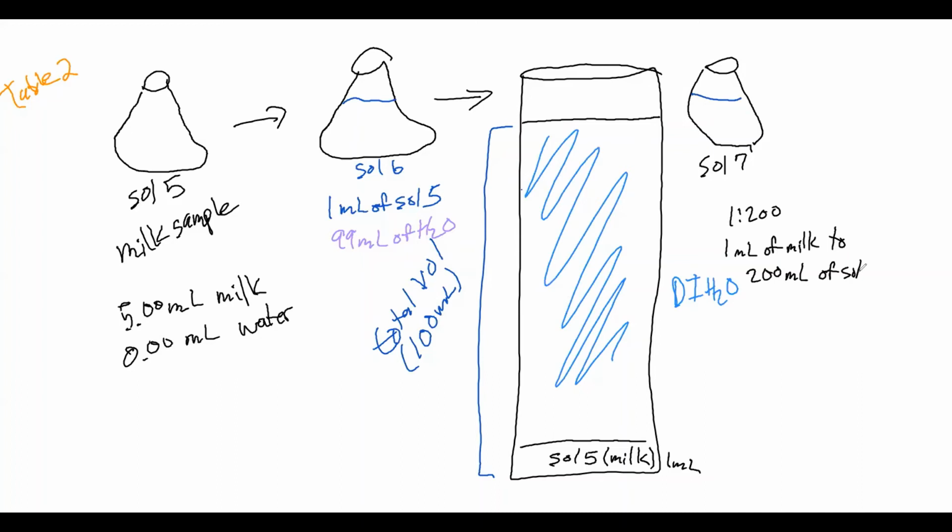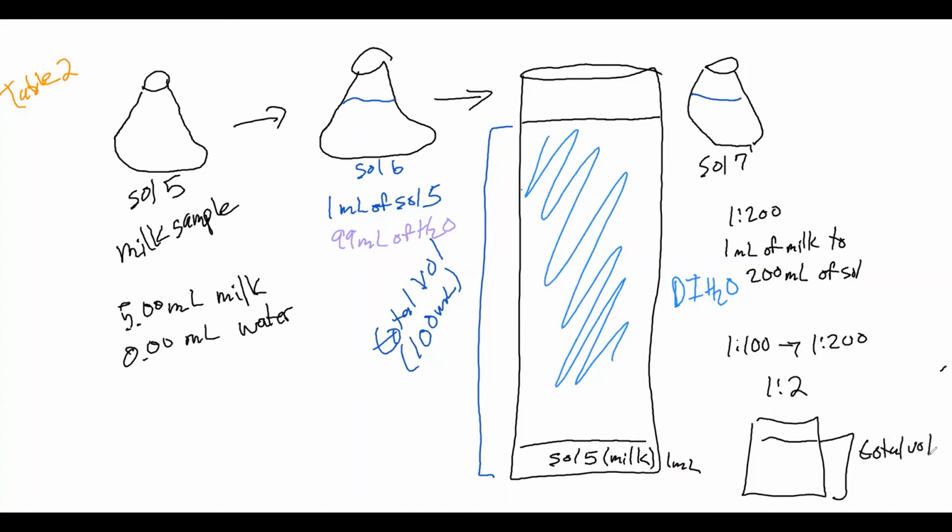So for that 1 to 100, we don't have to do it 100 times less. 1 to 100 to 1 to 200 is a change of 1 to 2. And so that means that in our total container, half of that total volume should be solution 6. And then the other half should be your deionized water. And so you can use that in order to do your calculations for your preparation for table number 2.